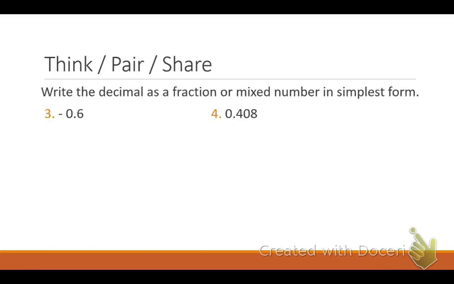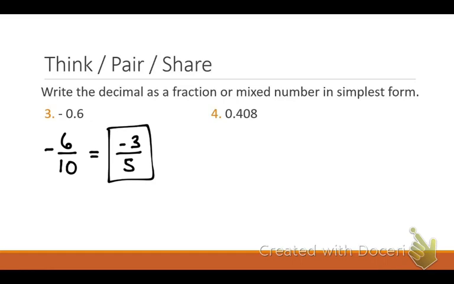Write the decimal as a fraction or mixed number in simplest form. Negative 0.6. What place is my 6 in? The tenths. So I have negative 6 what? Tenths. Okay. Can that be simplified? Yep, I can divide by 2 on top and bottom, and what do I get? Negative 3/5. Now remember, you can either put the negative with the numerator or the denominator. It does not matter to me. I normally just stick it with the numerator. On to the last and final problem of the day.